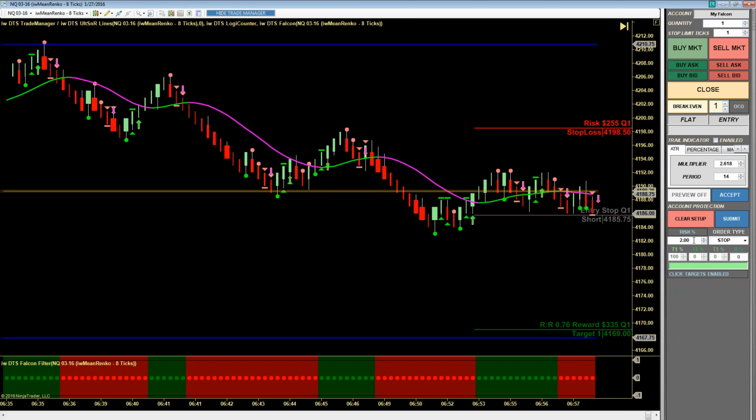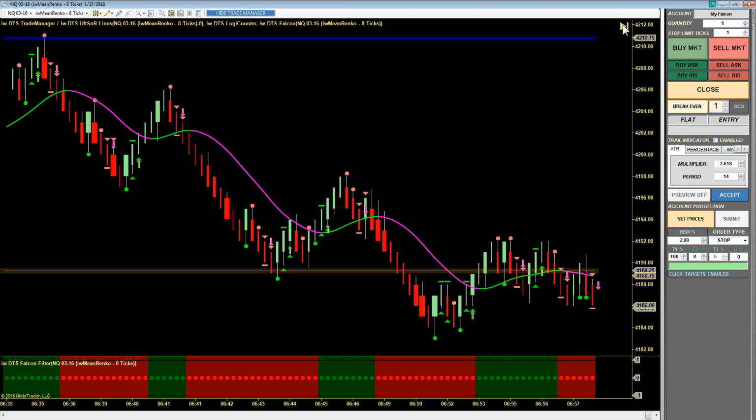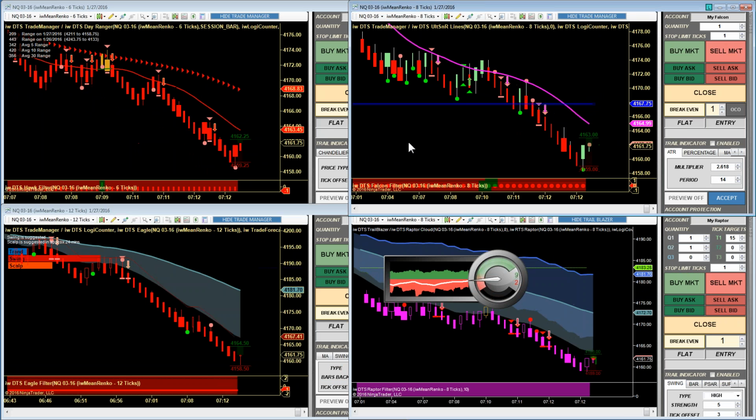So this is a very important concept, folks. You want to maintain your risk exposure. Most people do the exact opposite. They keep the number of contracts they trade the same, and one time they may be risking $100 and the next time they might be risking $500.